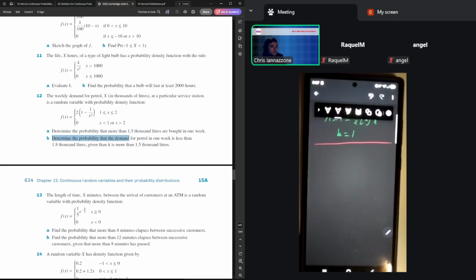Determine the probability that demand for petrol in 1 week is less than 1.8, given that it's more than 1.5. Keywording of conditional probability. Less than 1.8 means you're going from 1.8 down to 1 as your first statement of the conditional probability. The second one is that it has to be more than 1.5, so that's going to be your conditional. Find the intersection of the two things, simplify it down, and divide by whatever this ends up being.